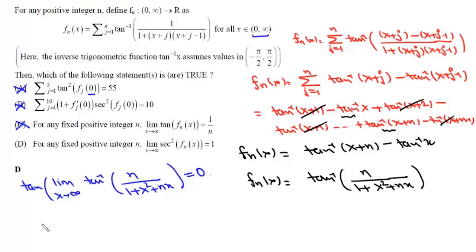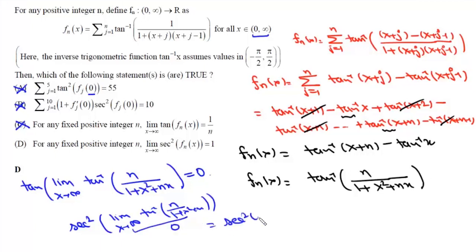Now if we look at this option D, then in that case it will be secant square, and then this limit x tends to infinity, tan inverse of n upon 1 plus x square plus nx, and we know that this limit is 0, so it will be secant square 0, and secant square 0 is 1. So that means the only correct option is this option D.